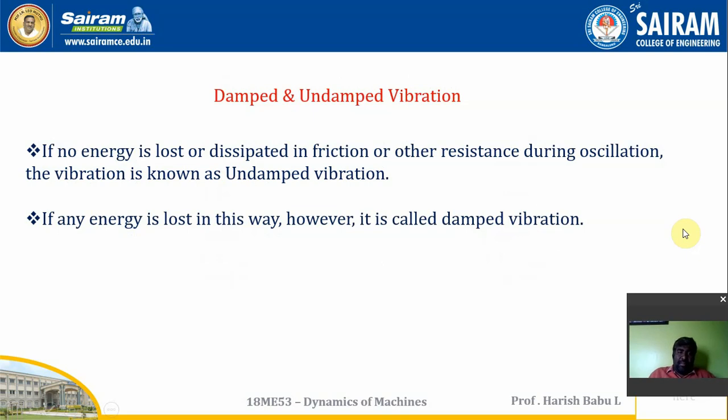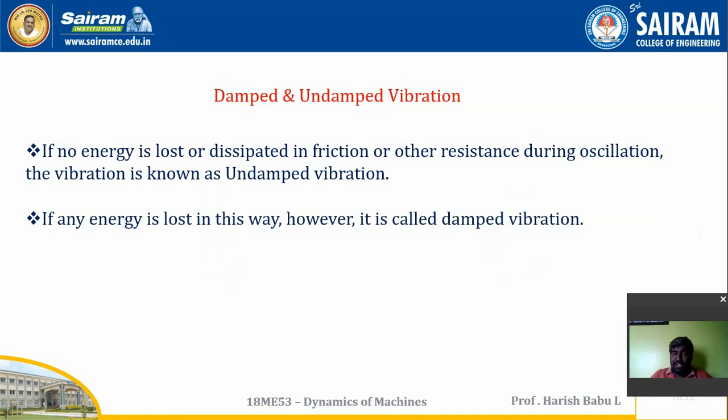The next type is based on energy absorption: damped and undamped vibration. If no energy is lost or dissipated in friction or any other resistance during the oscillation, then that vibration is known as undamped vibration. In this case, there will be only a spring and a mass system, so the damper will be neglected. If the energy is lost, then it is called damped vibration.